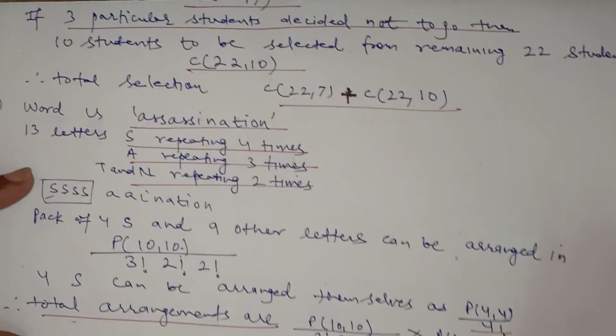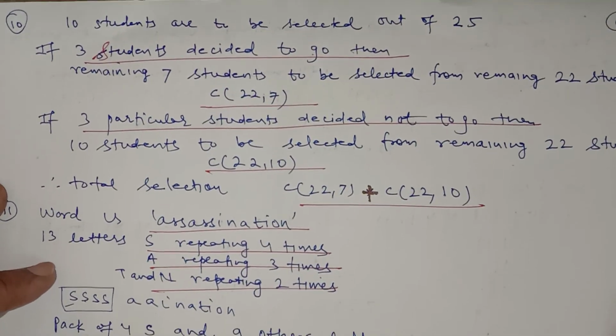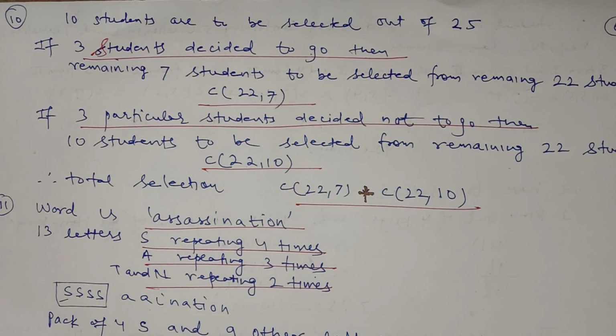You are getting this. So this is the completion of the chapter permutation and combination, in which we have done the difference between permutation and combination.